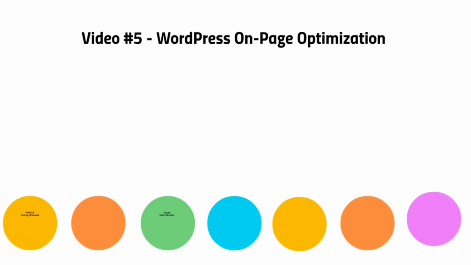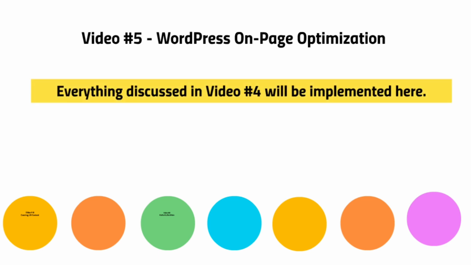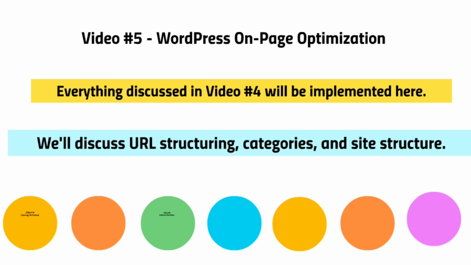Hello and welcome to video number 5. We are going to talk about WordPress on-page optimization, and we are going to do everything that we discussed in video number 4, and that will be implemented here. So we'll be discussing the URL structuring, categories, as well as site structure. So with that said, I assume that you will have a WordPress site available. So if you want to go ahead and log in and follow me along, or watch till the end and follow later, that's fine. But we're going to go ahead and log in to a live WordPress site, and I'll walk you through step by step.